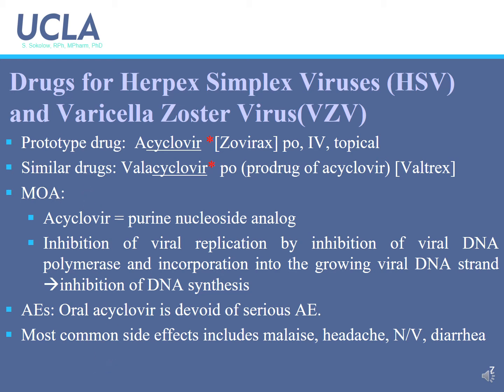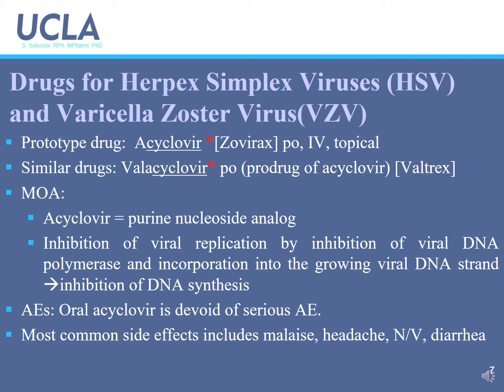So acyclovir is a purine nucleoside analog, and therefore it's going to inhibit the viral replication by inhibiting the viral DNA polymerase and the incorporation into the growing viral DNA strands. And so it's going to inhibit the DNA synthesis, and the virus is not going to be able to infect any more cells if its synthesis is inhibited.